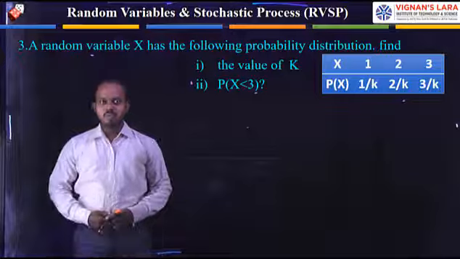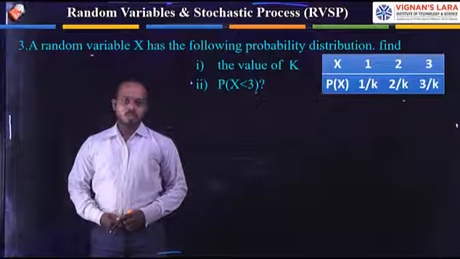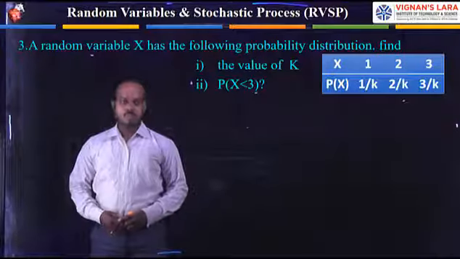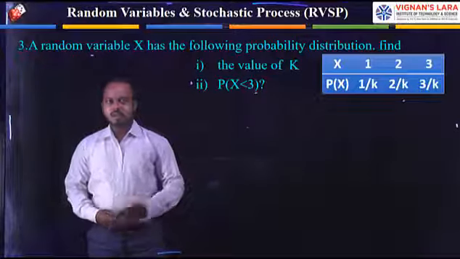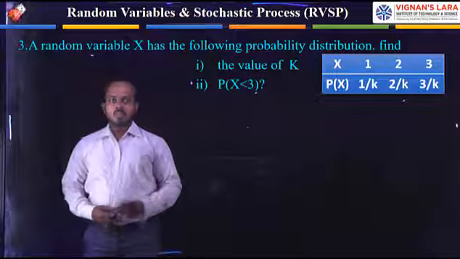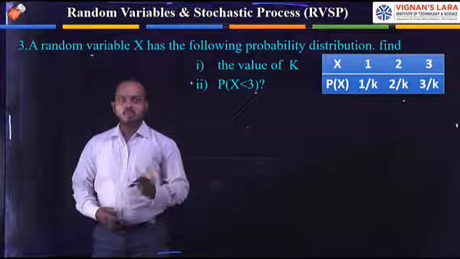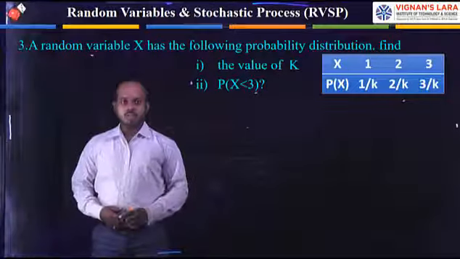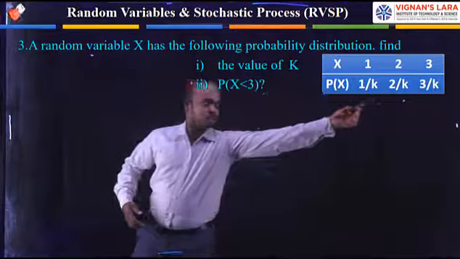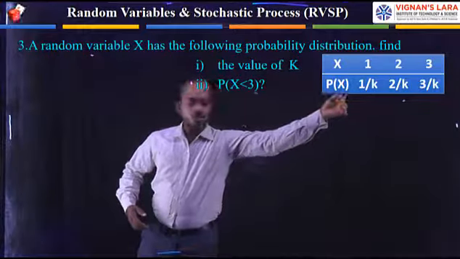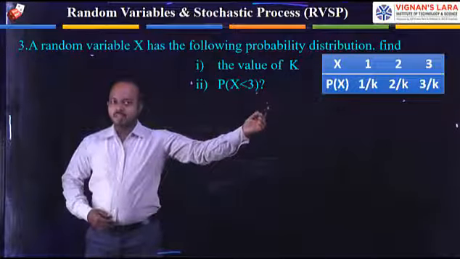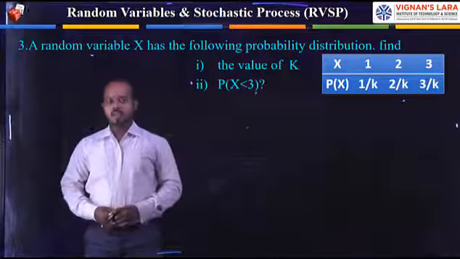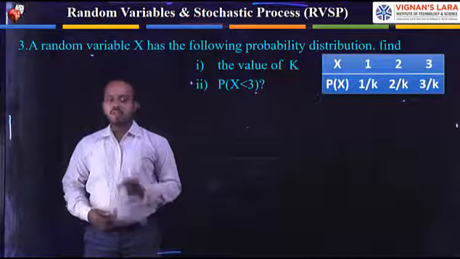Good morning students. Today in class we are going to discuss some problems relating to probability theory and random variables. Now the problem is: a random variable has a distribution function. The distribution function is given in tabular form. The values are x equal to 1, 2, 3, and their corresponding probabilities are 1 by k, 2 by k and 3 by k. Now he is asking for the value of k.